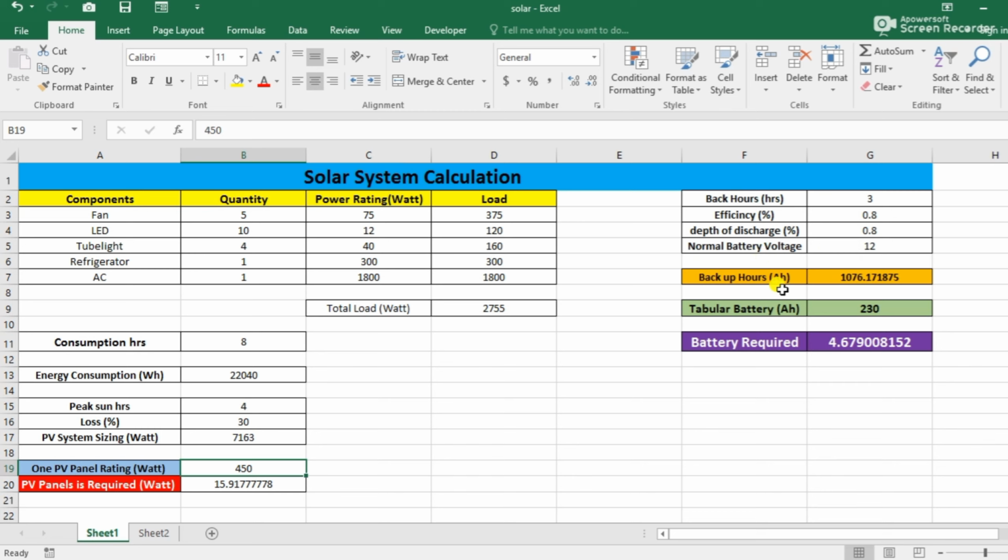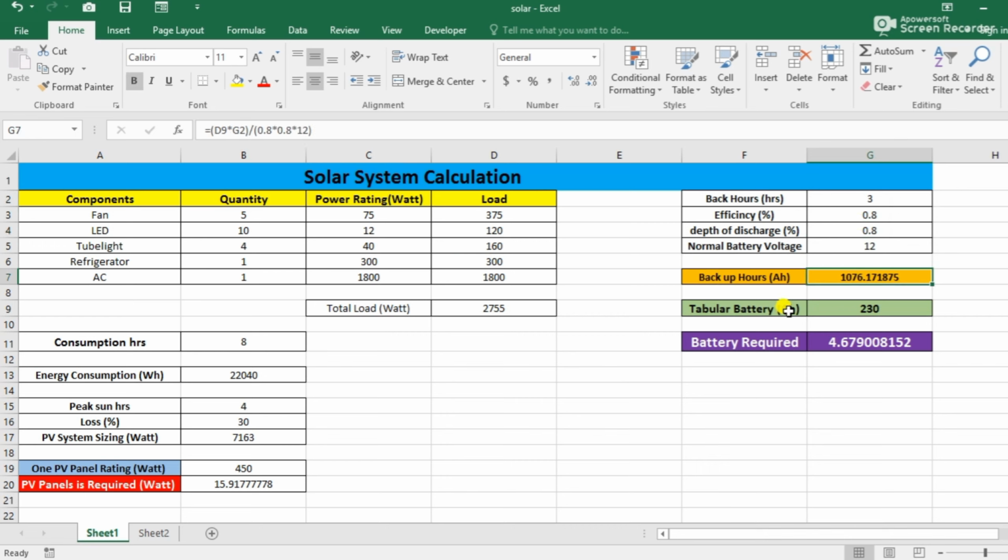So for the backup hour, we can use this formula. Here we can see D9 multiplied by G3 divided by 0.8 multiplied by 0.8 multiplied by 12. This is the D9 value, and the other one is G2. This is the G2 value. 3 divided by 0.8 multiplied by 0.8 multiplied by 12, so we can get this value.